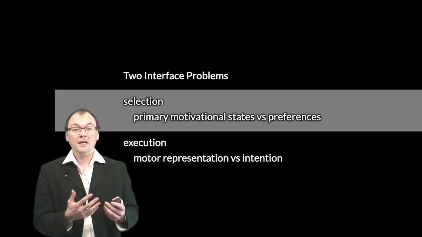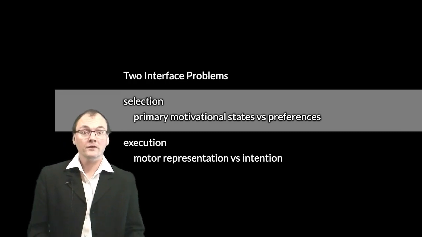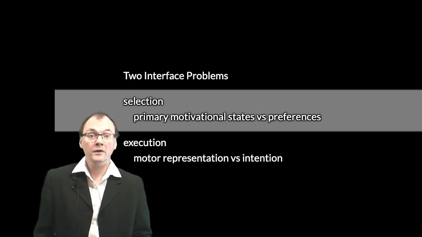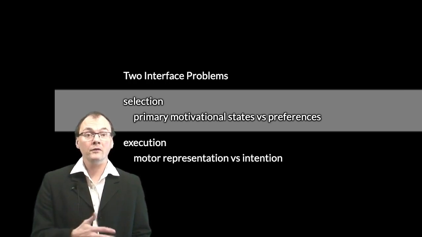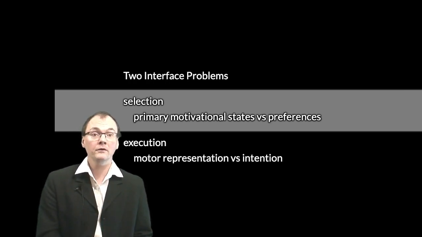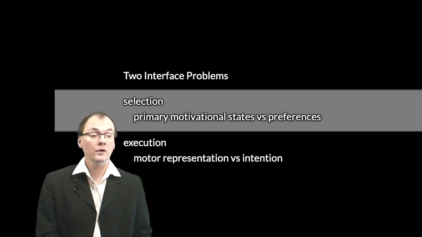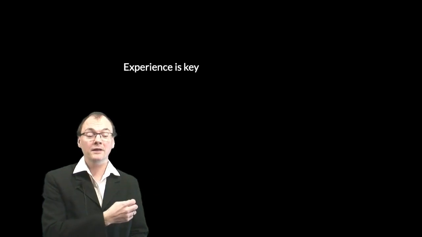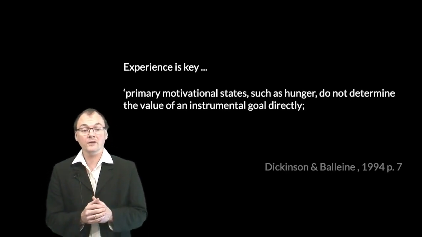Now, the first interface problem, fortunately for us, there is already proposed in the literature something of a solution to it. So what I propose to do is to introduce you to the solution as proposed in order that you might provide some critical discussion of it. The solution is one on which your experience is absolutely critical. It's your experience that allows you to have a kind of somewhat unified motivational life, despite the fact that you've got two systems which are, for the most part, operating independently. This is an idea of Dickinson and Balleine's.